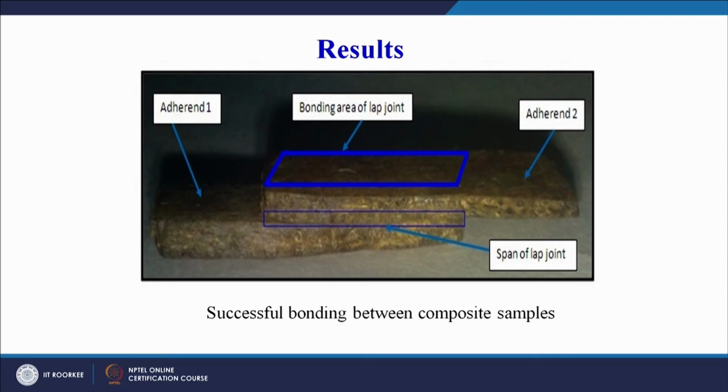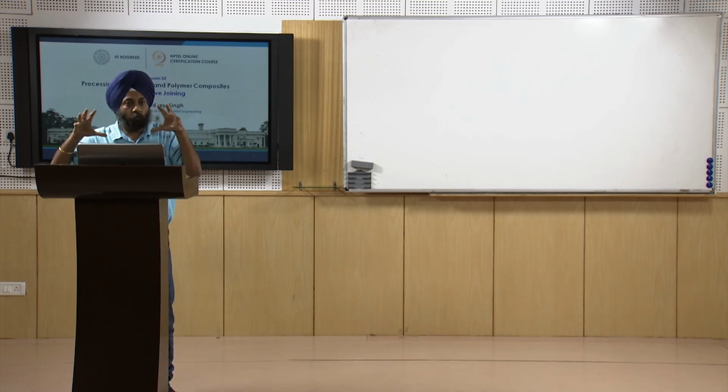We have seen the image or actual experimental picture of a failed specimen, and currently on your screen you see a successfully joined composite part or a composite assembly in which two adherents were kept together with the application of a Teflon tape, and due to the focused exposure of microwave, we were able to form the joint.